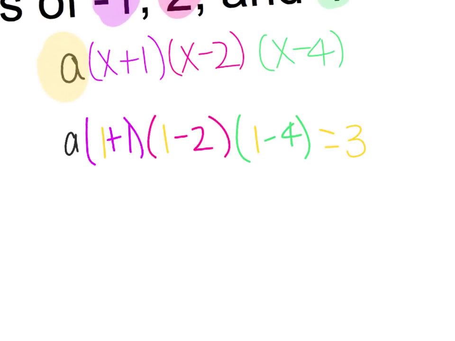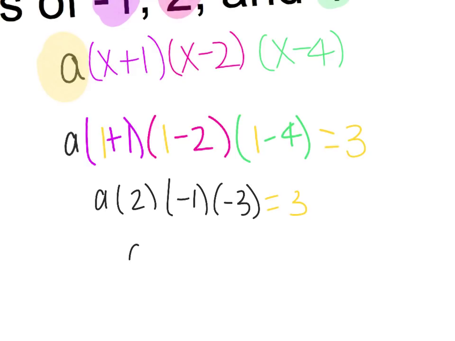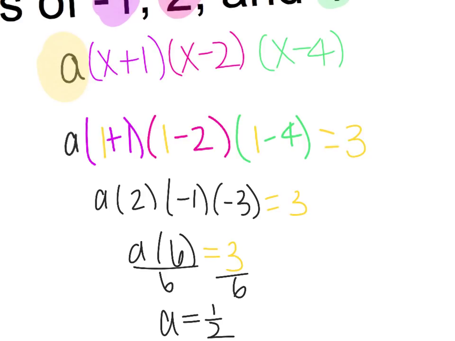Okay, well, this gives me a little bit of math to do. That's easy math. So a times 2 times negative 1 times negative 3 equals 3. 2 times negative 1 is negative 2, times negative 3 would be a positive 6. So a times 6 equals 3. We'll then divide by 6, and I get a equals 1/2.